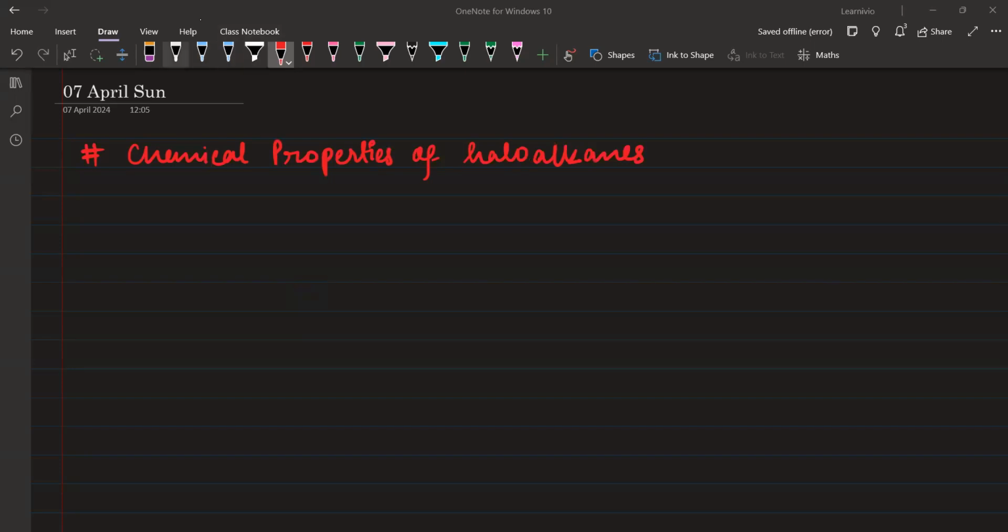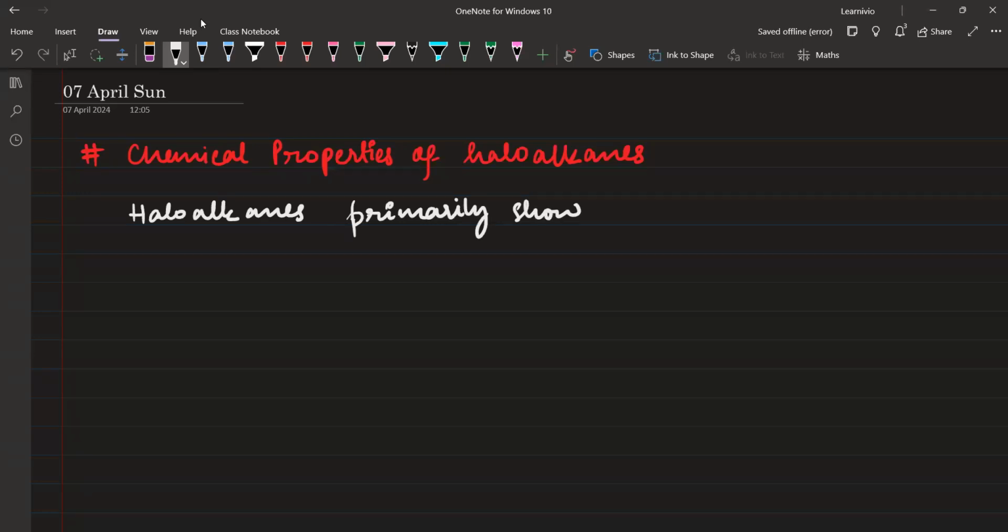Now, in chemical properties of haloalkanes, basically we are going to look at the reactions. What type of reactions haloalkanes are going to show. Please write with me. Haloalkanes primarily show the following types of reactions. Now, what are the reactions that they are going to show? Number one is nucleophilic substitution.